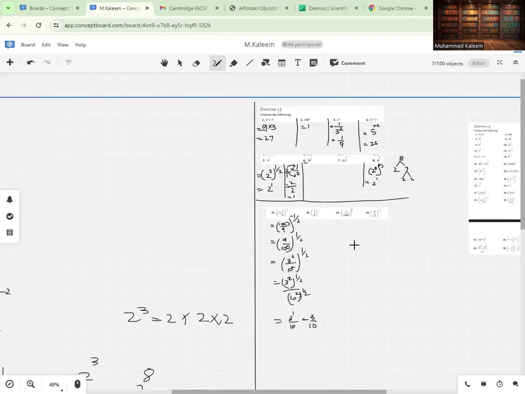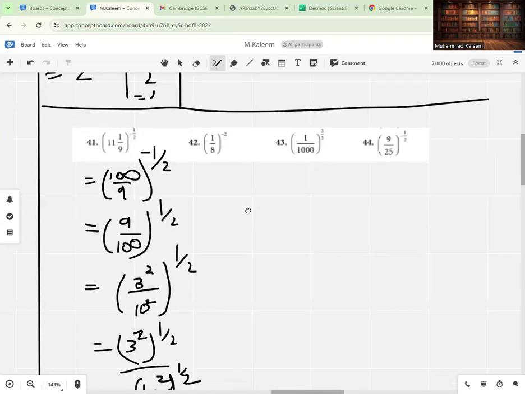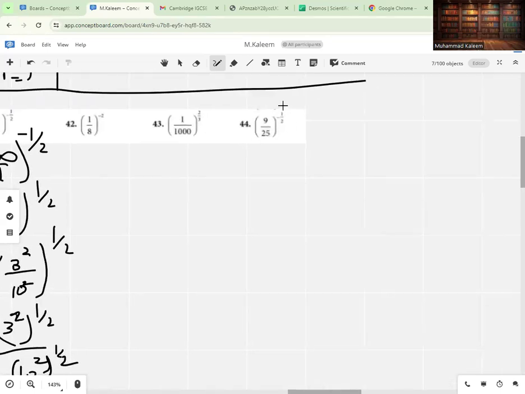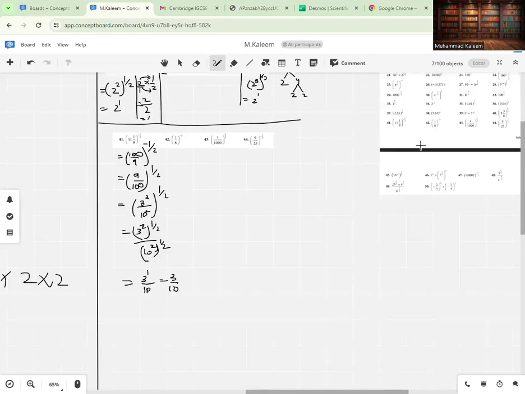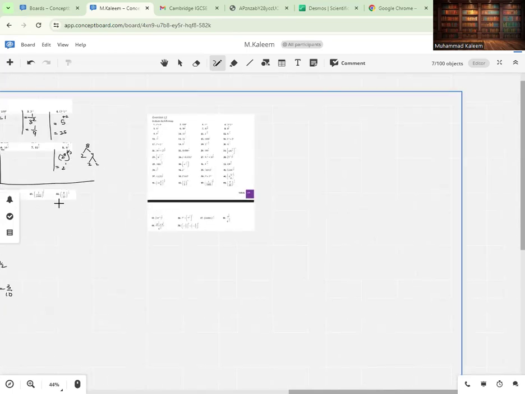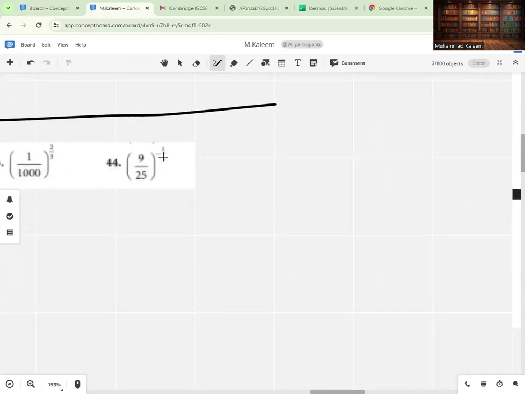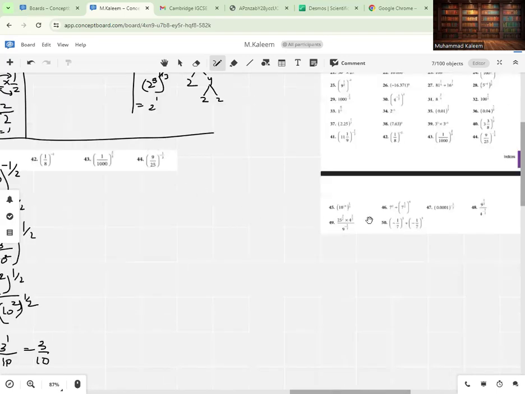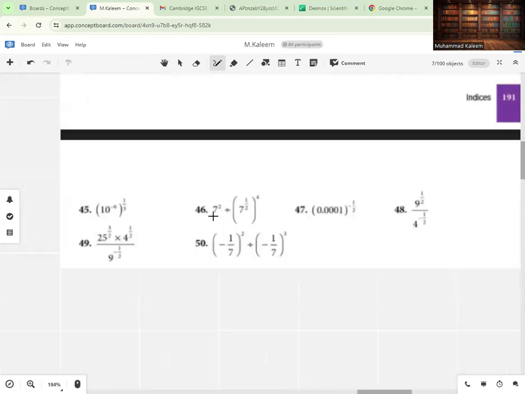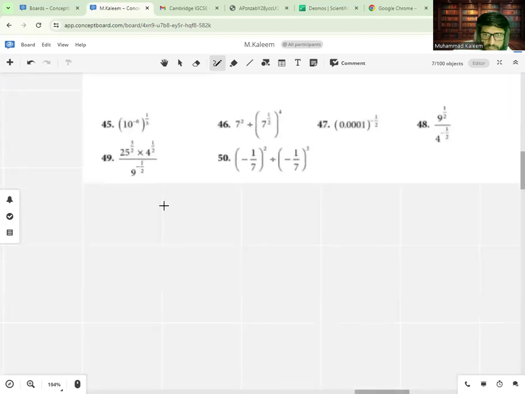That's all. Okay, question number 42 is also similar. You just have to flip. 43 is also similar. These questions are very easy. You just have to flip the fraction, then you have to change the sign of the exponent that we have here. Okay, and let's solve question number 49 and 50. After this question, we will end the class.